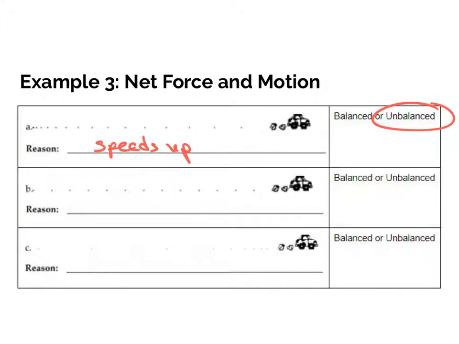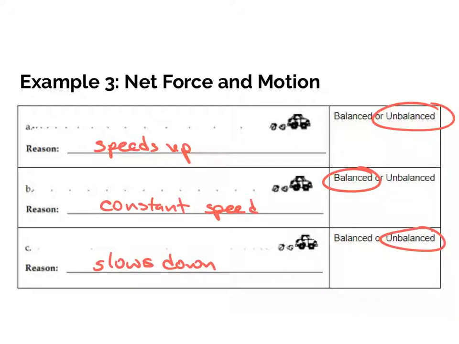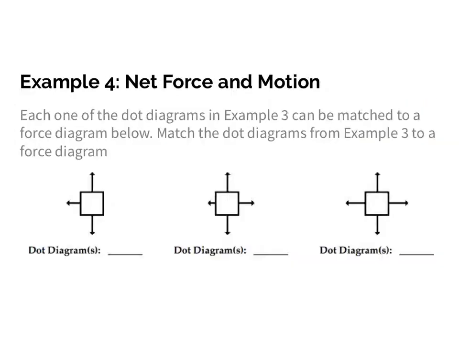Second picture, if I see that the dots are equidistant, then I know that this object is moving at a constant speed, which then tells me that the forces are balanced. And lastly, if I see that the object is slowing down, then I also know here that it would be unbalanced. So again, the type of motion is going to be dependent upon whether our forces are balanced or unbalanced. Being able to recognize that is essential.